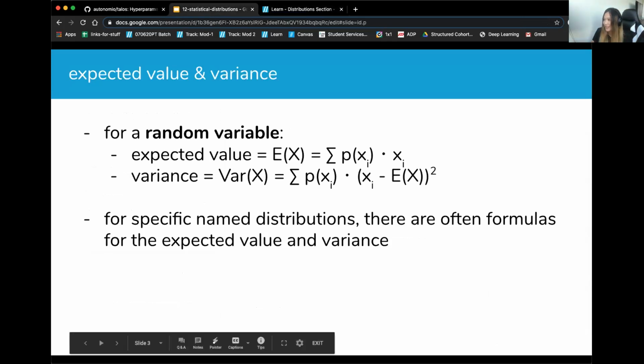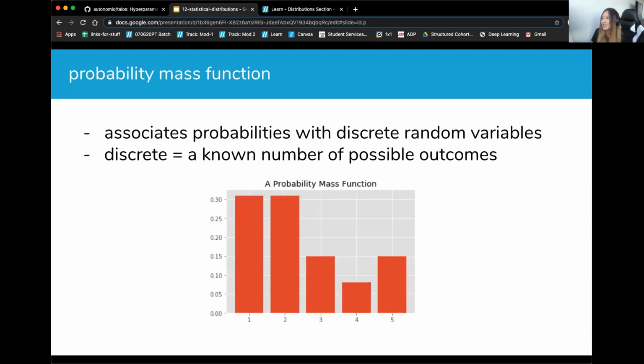Cool. All right, so let's get into those definition words that I was saying a bunch. So first we have probability mass function. A probability mass function, which I always just say PMF, associates probabilities with discrete random variables. And by discrete, I mean it's a known number of possible outcomes.